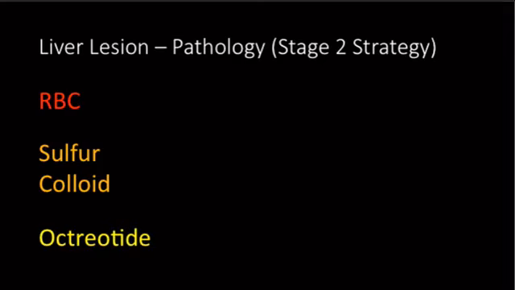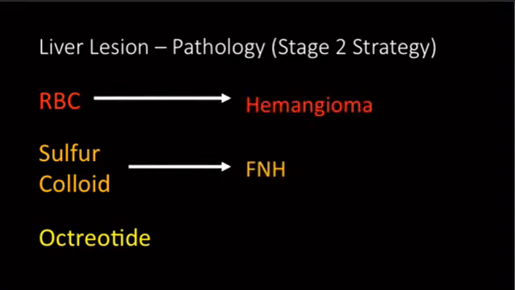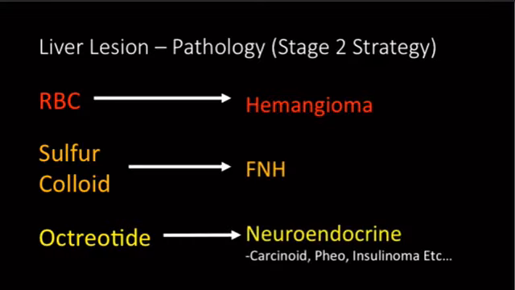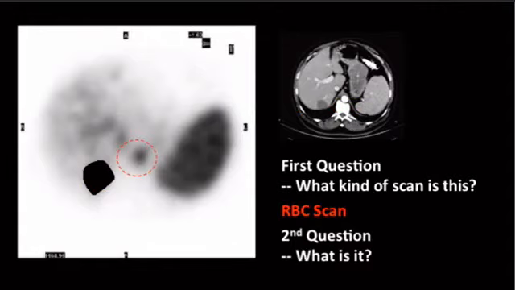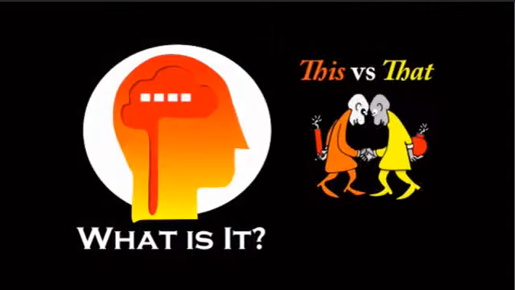So pathology, of course, is going to depend on what scan it is. RBC scans are going to be used to show you hemangiomas. Sulfur colloid is going to be used to show you FNHs, even though only 30% of them are hot. But for the purpose of multiple choice, they're always hot. And octreotide is going to be various neuroendocrine tumors, which we'll talk about in this talk. So in this case here, you can see that this is an RBC scan. All right, and that makes that a hemangioma.